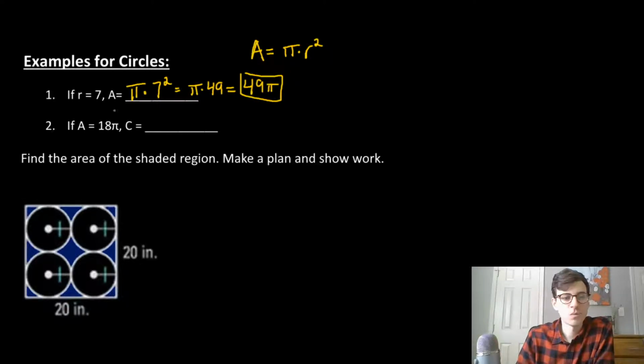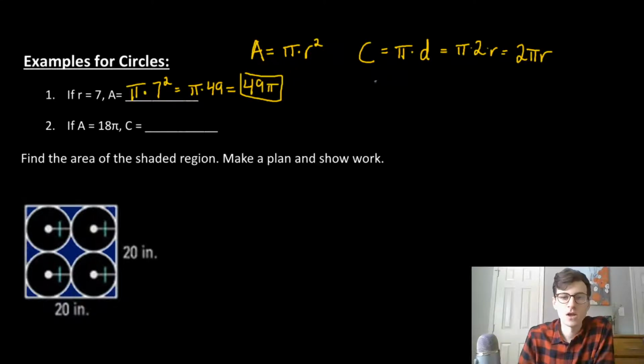Okay, now we have to work backwards. If the area is 18 pi, what is C? Well, remember, C is the circumference of a circle, and the circumference of a circle is equal to pi times the diameter. And the diameter of a circle, if you remember, is twice the radius. So pi times 2 times r. Or a lot of times you'll see circumference written as 2 pi r.